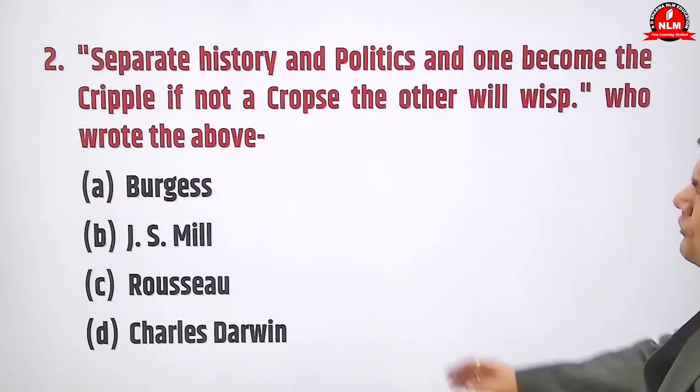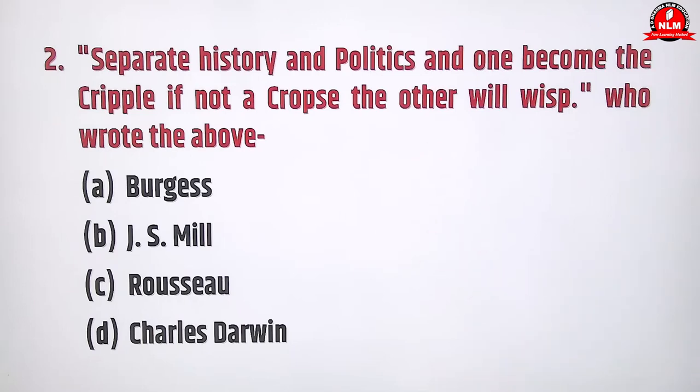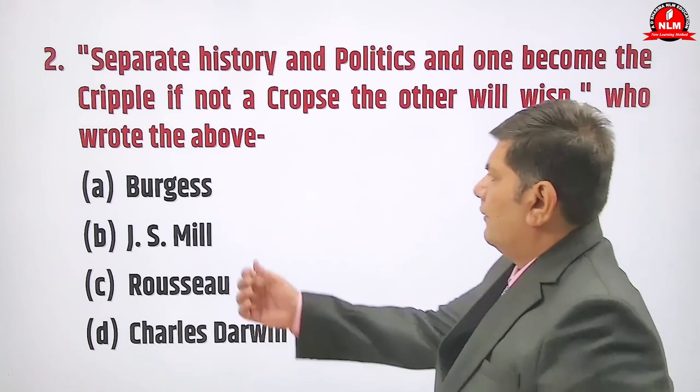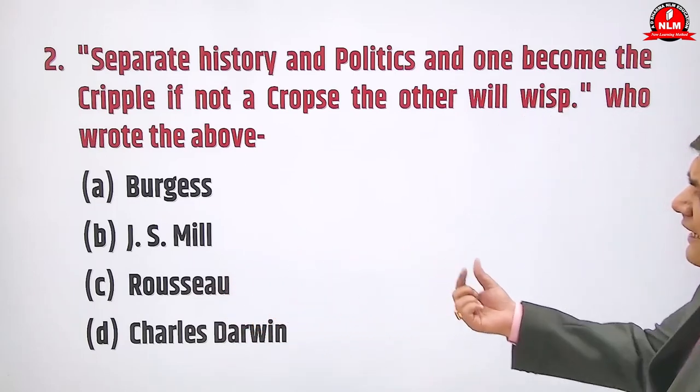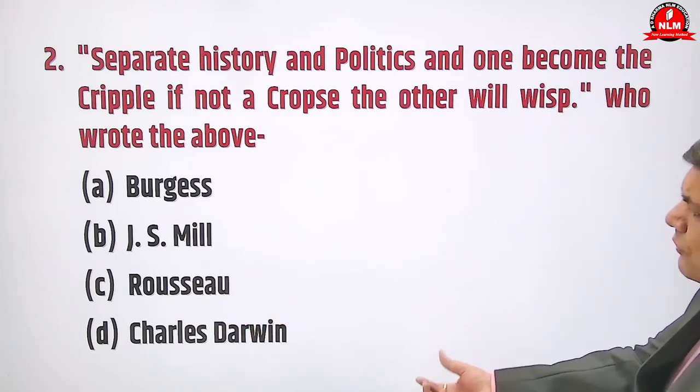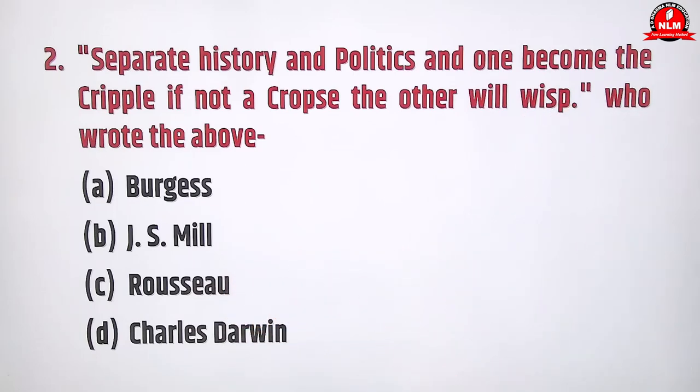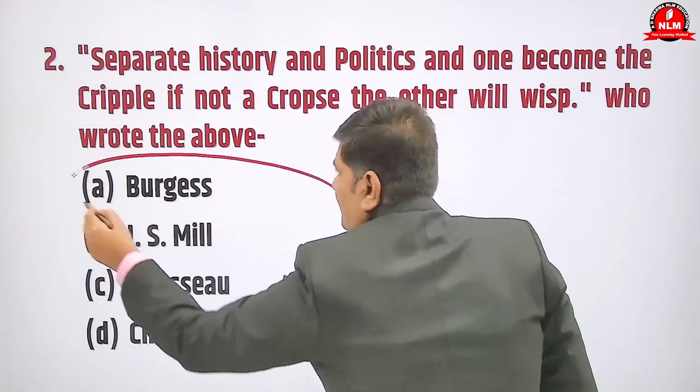Now we discuss question number 2. Separate history and politics and one becomes a cripple; if not a cripple, the other will wisp. Who wrote the above? A. First Fergus, B. J.S. Mill, C. Rousseau, D. Charles Darwin. Choose the right answer. The right answer is Burgess.